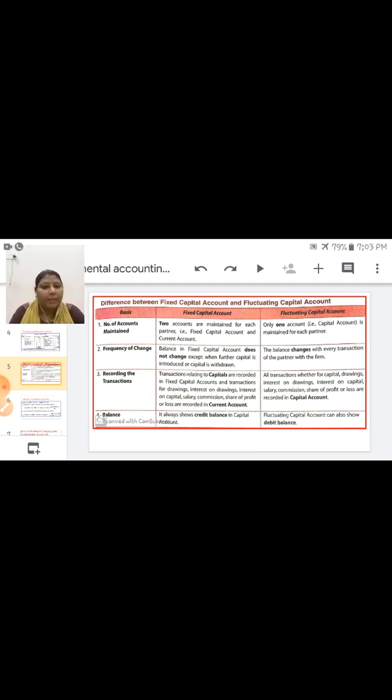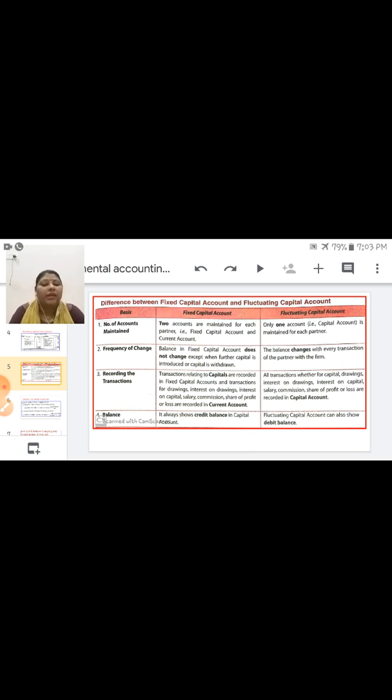In fluctuating capital account, how many accounts do you have to maintain? Only one, that is partners capital account. Next is frequency of change. In fixed capital account, the balance does not change except when further capital is introduced or capital is withdrawn. And in the fluctuating capital account, the balance changes with every transaction of the partner.